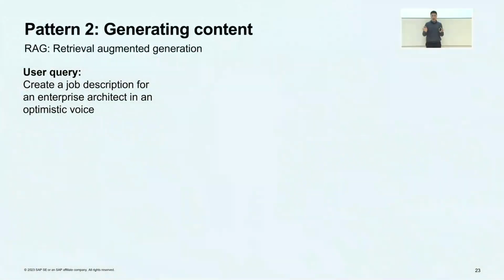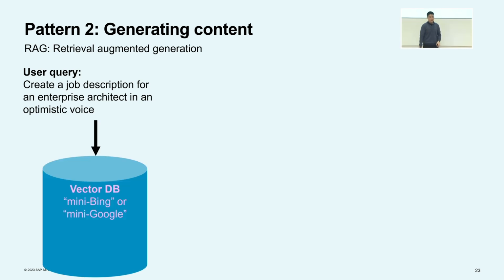Second one, generating content, very similar to Q&A. But for example, let's say you want to create a job description for an enterprise architect in an optimistic voice. So again, you go to your vector DB, and in your vector DB, you may have all of the job descriptions from your company. And if you use that as part of your prompt, then you can tell as an instruction, write the job description in the same style or in the same tone. And those are the patterns that it will use to generate the job description. You may even have pay scales, et cetera.